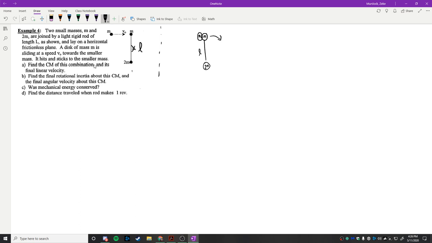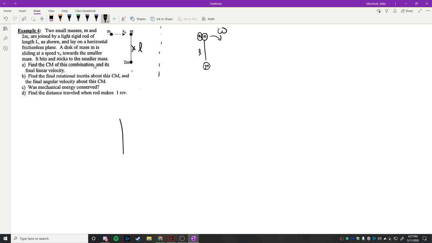It's going to be rotating. It says it hits and sticks to the smaller mass. Now, in the previous problem, there was a pivot point. In this problem, it's basically just two objects lying on a flat surface, separated by something, and they get hit by another object coming in from the left. I think you would agree that would cause the system to rotate.